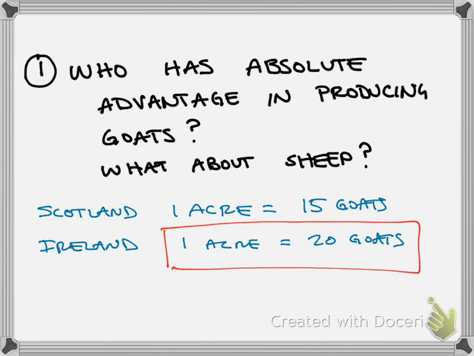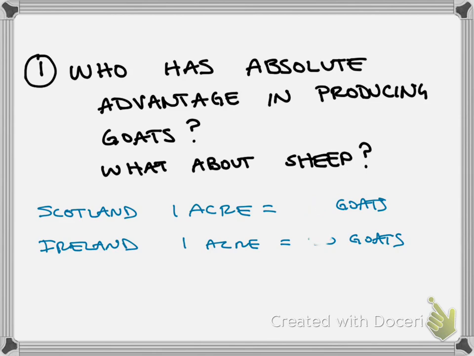Now what about sheep? Well, for sheep, it's slightly different. Because if we look at the sheep, 1 acre for Scotland can produce 20 sheep, and 1 acre for Ireland can produce 20 sheep. So in this example, neither country would have an absolute advantage in producing sheep, because given an input, 1 acre, they each can produce 20 sheep.